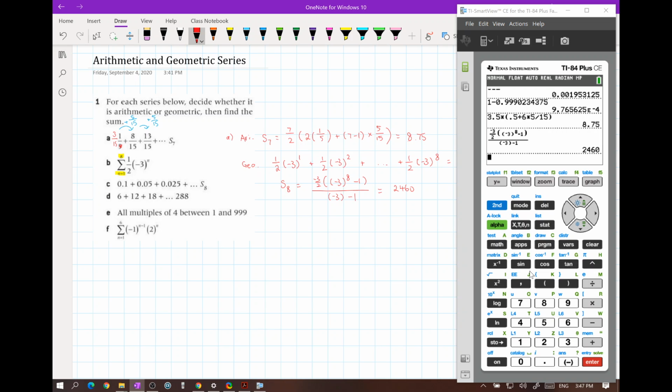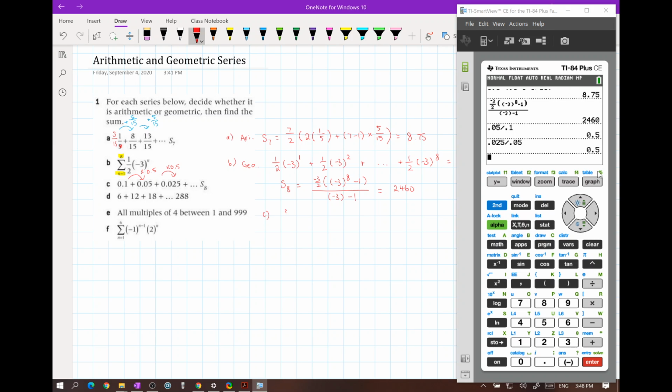And then we have C. So you should be able to see that this is just times 0.5. If not, go ahead and just divide the second number by the first to find the ratio. And then check the third term divided by the second term. And yes, they are common, so I can conclude that this is a geometric sequence.